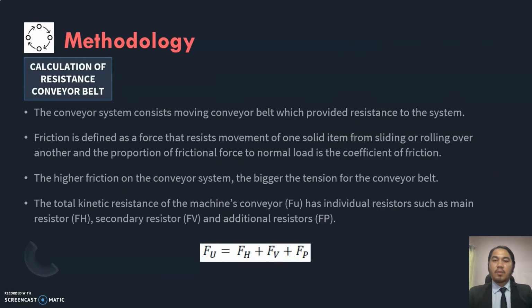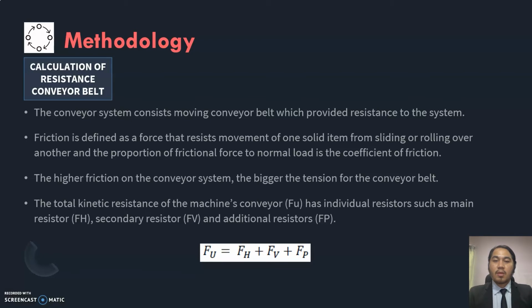Calculation of resistance of the conveyor belt. The conveyor system consists of a moving conveyor belt which provides resistance to the system. Friction is defined as the force that resists the movement of one solid item sliding or rolling over another, and the proportion of the frictional force to the normal load is the coefficient of friction.